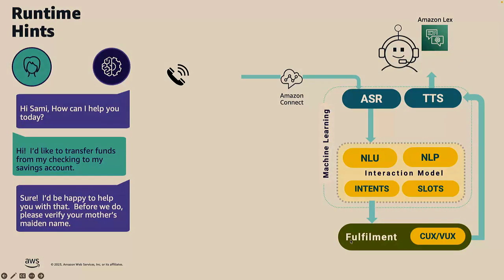So just like before, on the left-hand side, we say, "Hi, Sammy. How can I help you today?" "I'd like to transfer funds from my checking to my savings account." Great, I'd be happy to help you with that. Before you do, though, we want to just verify we're still talking to who we authenticated before. So we're just going to have a quick verification step of mother's maiden name. And the customer's maiden name happens to be Wolf with an E, right? So the customer is going to say Wolf with an E.